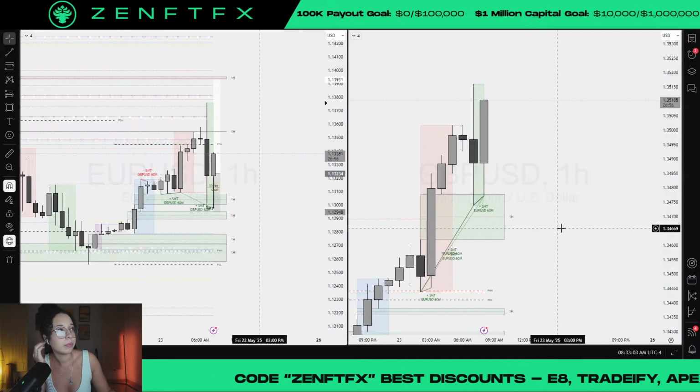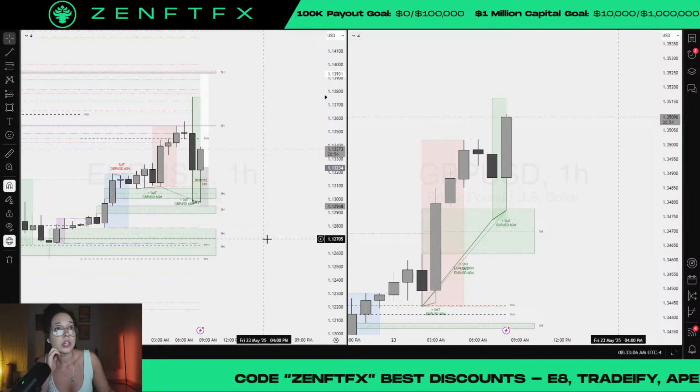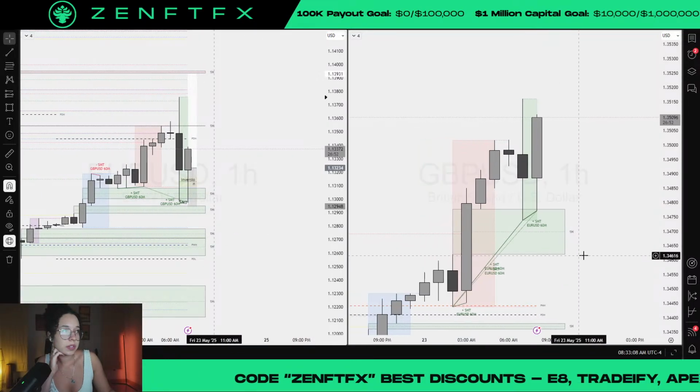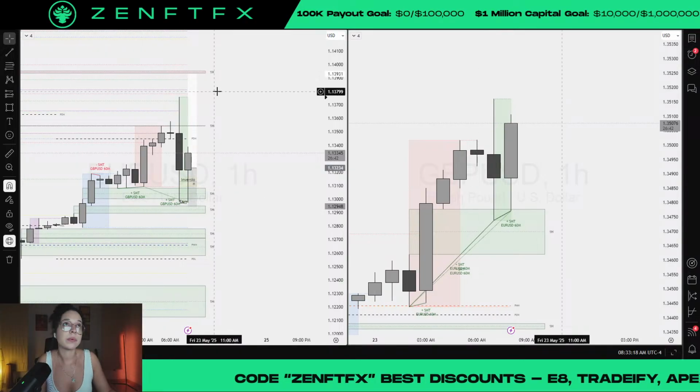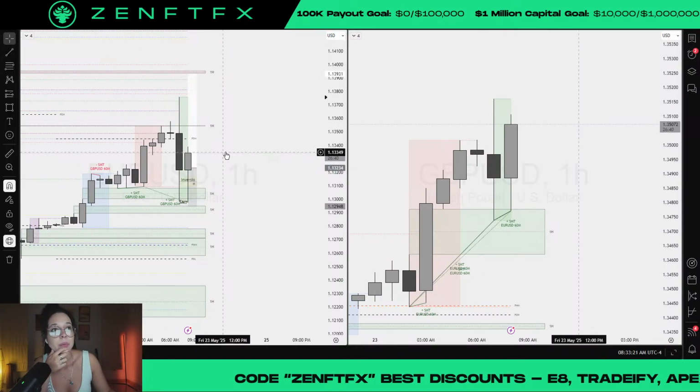We have the same, another SMT between Euro dollar and GBP USD as well, where GBP USD did not take out that previous hourly low right here. But again, same low that was taken out on Euro USD that wasn't taken out on DXY applies here too.